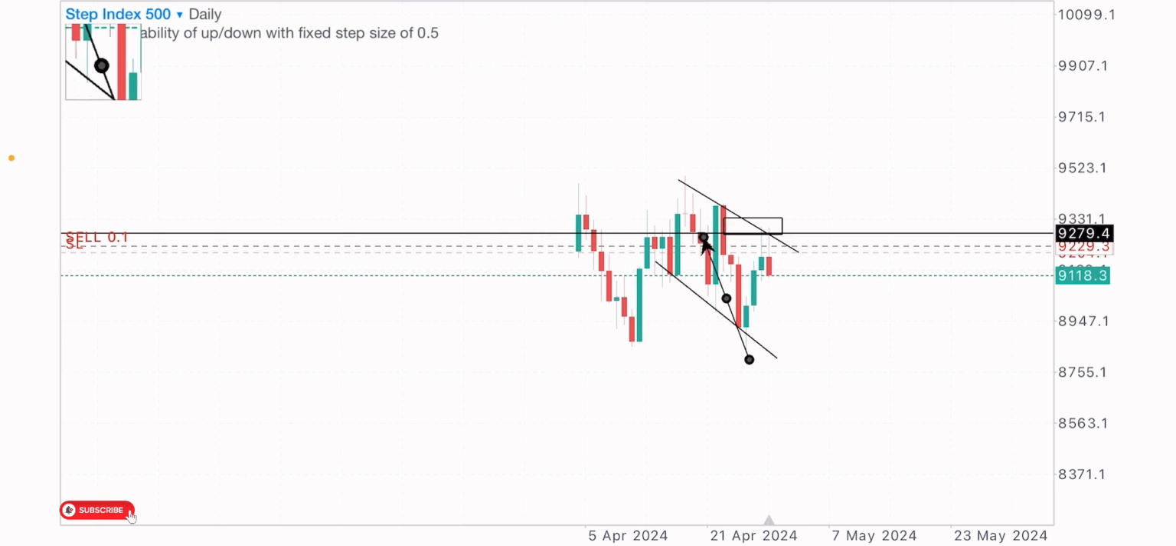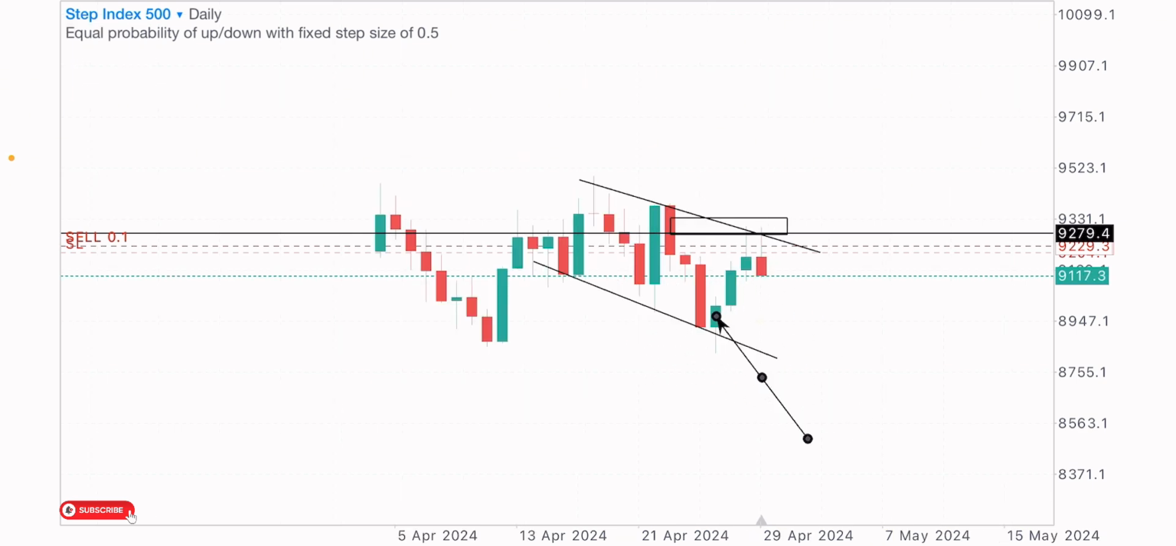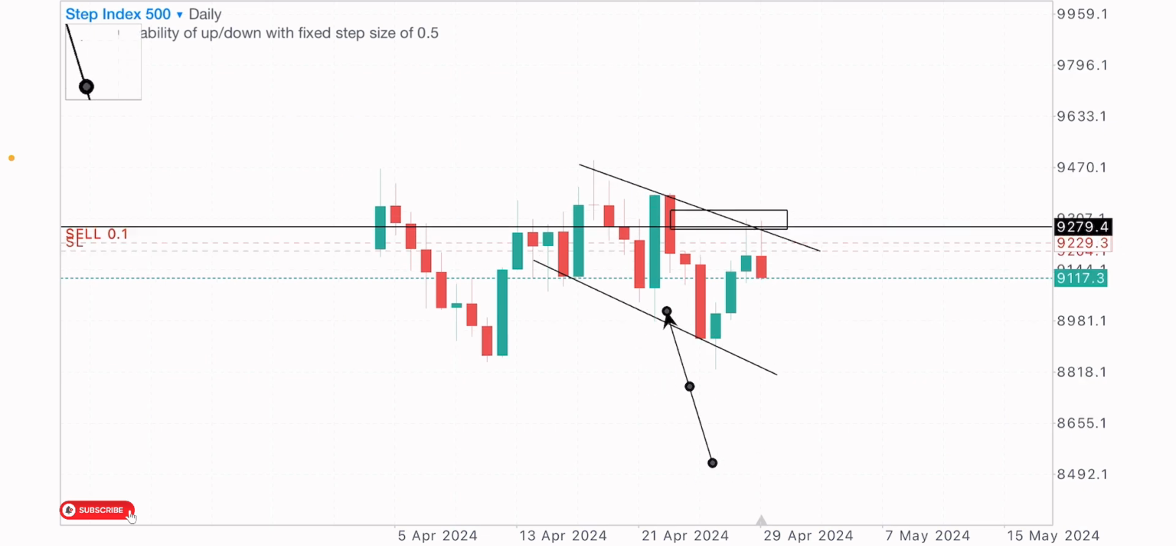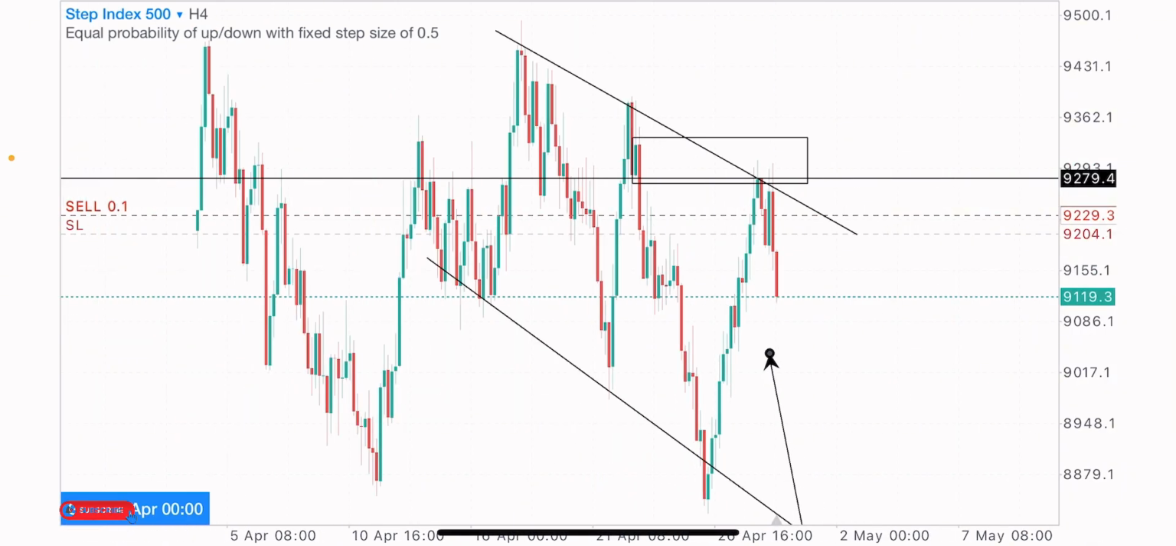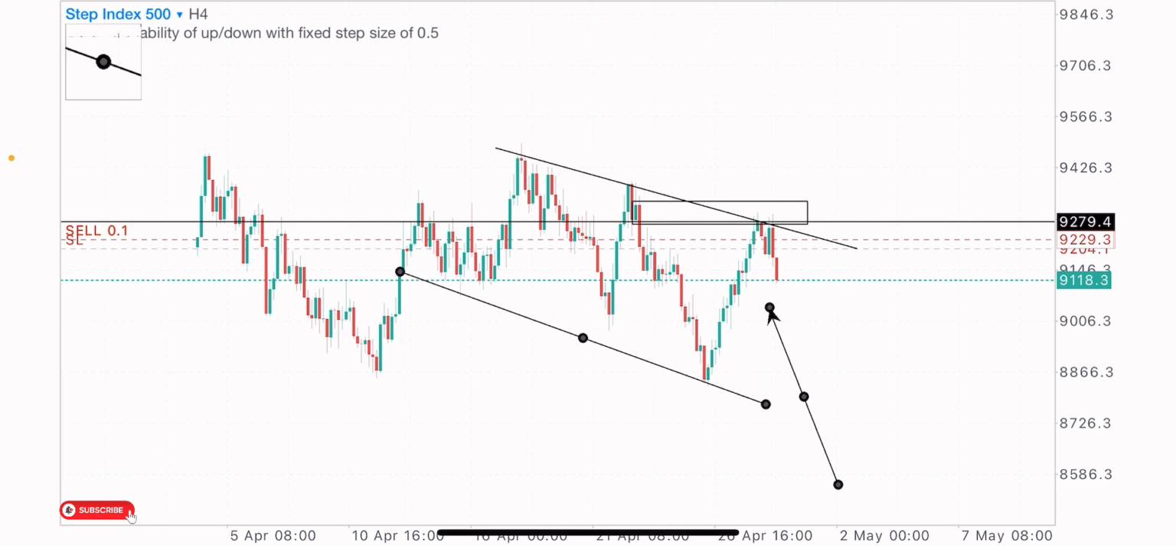So I identified this zone of resistance on the daily time frame. You can see market structure here: resistance, resistance, resistance, resistance. Then I identified this market trend. I always emphasize trading alongside the market trend. If the market is in an uptrend, you look out for buy opportunities, and if the market is in a downtrend, you look out for sell opportunities. So I was able to spot this market trend on the 4-hour time frame, which you can see clearly here.